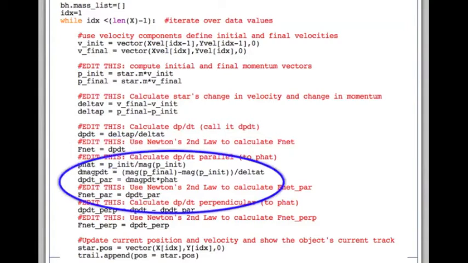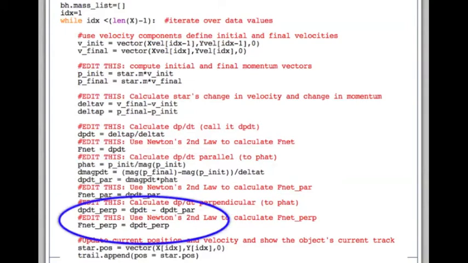The next part of the code calculates the F-net parallel. Our p hat is equal to the initial momentum divided by the magnitude of the initial momentum. Then we take the magnitude of the final momentum and subtract the magnitude of the initial momentum, and then divide all of that by our delta t. Once we get that answer, we multiply it by our p hat to get the parallel force. Once we have the parallel force, we can find the perpendicular force since we also know the net force. So the perpendicular force is calculated by taking the net force and subtracting the parallel force.